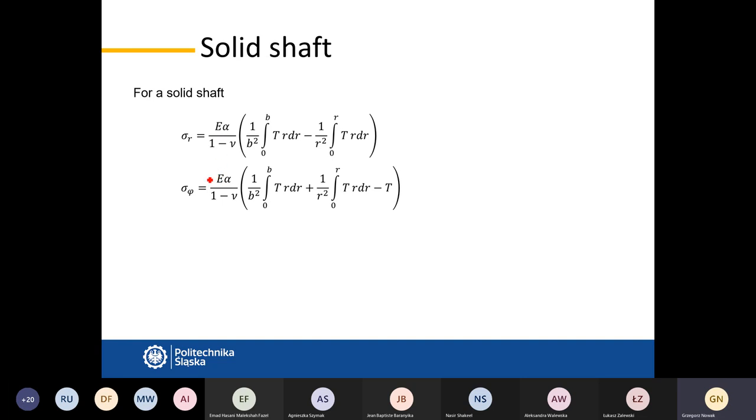This is very much the same. The difference is only here: here we have minus, here we have plus. And additionally, here is also minus T applied. For the case where there is no axial displacement, if the object is free, so the ends are free, there is no z stress. If it's constrained, so epsilon z is zero, we have the case of the shaft between two rigid walls, as we discussed for the bars between two rigid walls.